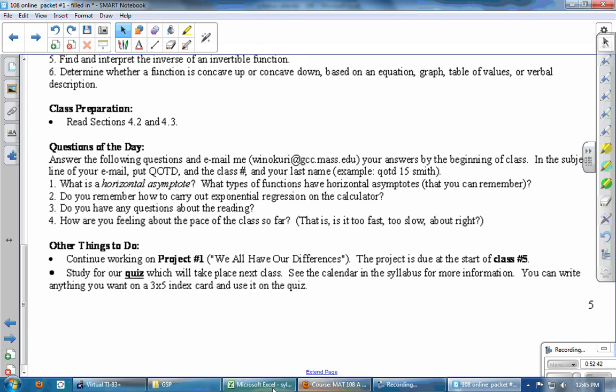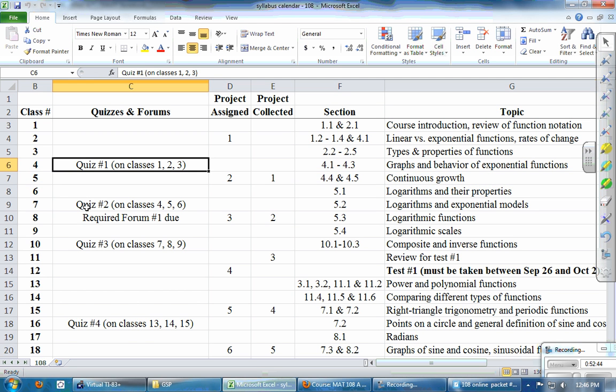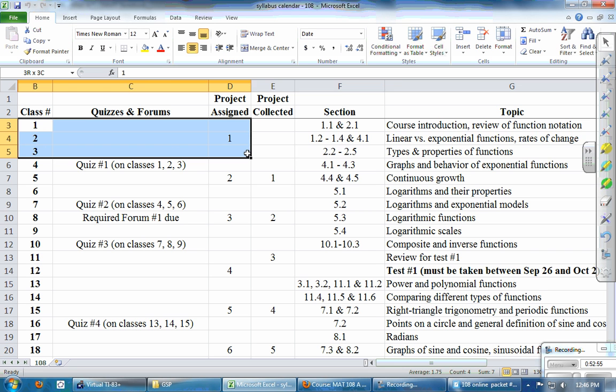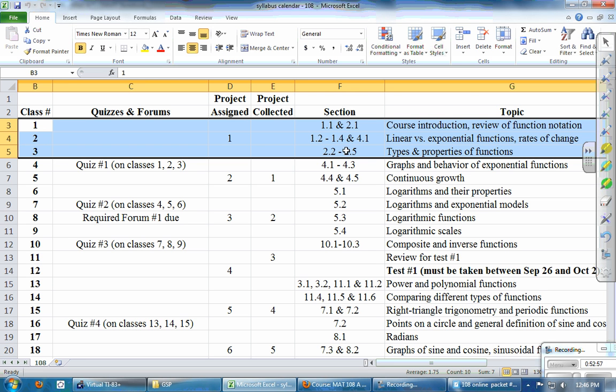We haven't had any quizzes yet, so let's look at the calendar. It says right here, quiz number 1 is happening next class. We just finished class 3. Next class is class 4. This quiz is on classes 1, 2, and 3. That's this information here, all this stuff. These sections in the book, these class notes that we've already gone through.